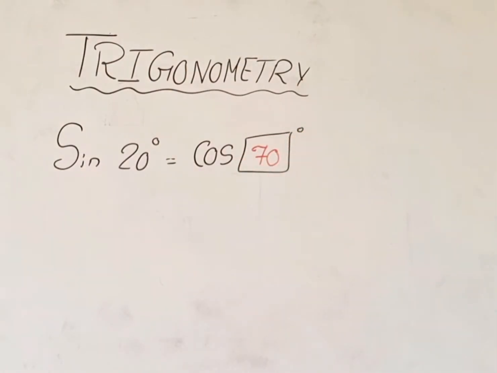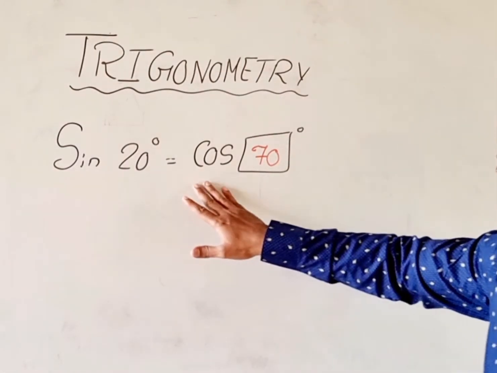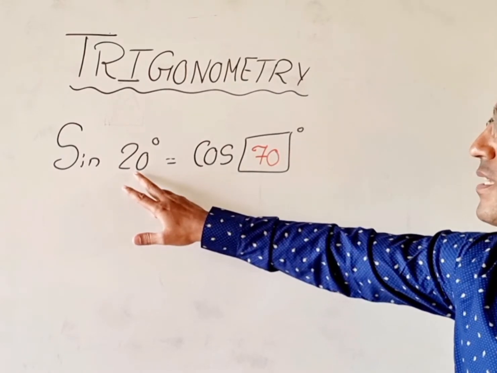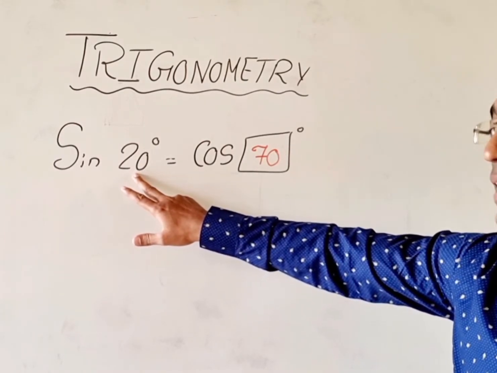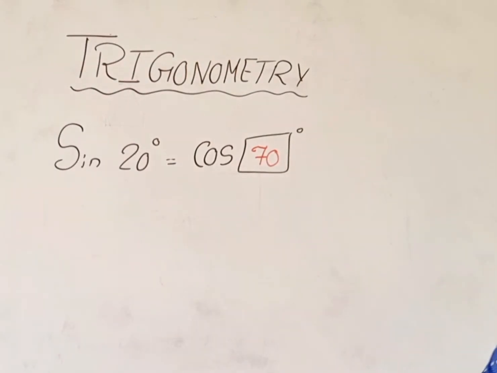Again I am repeating it. What was the question? Sin 20 degree is equal to cos dash. So what do we have to do? We have to just subtract the given angle from 90 degree. 90 minus 20, we got 70.